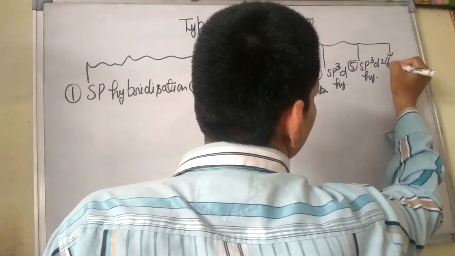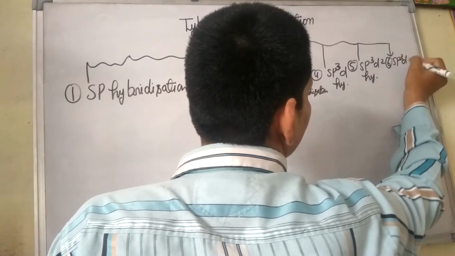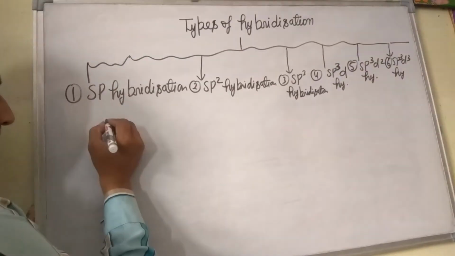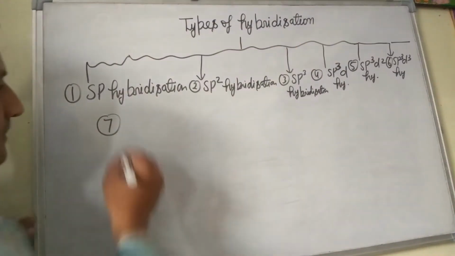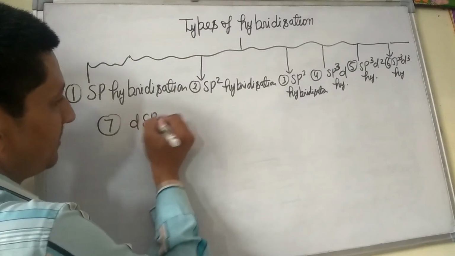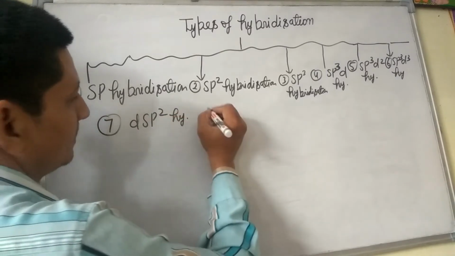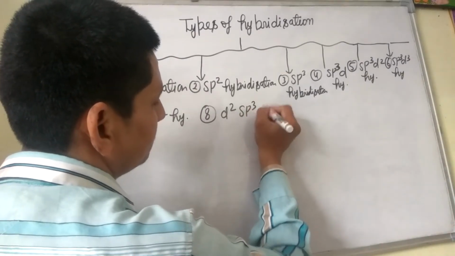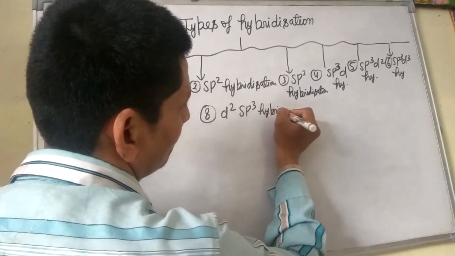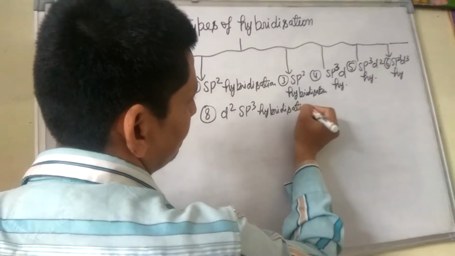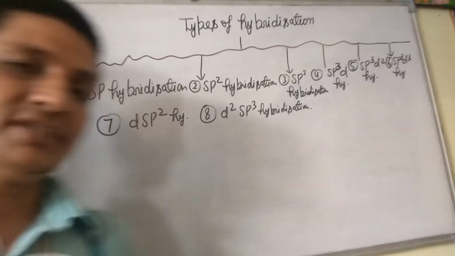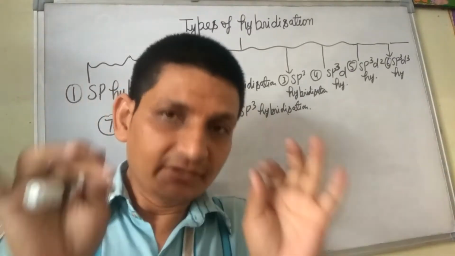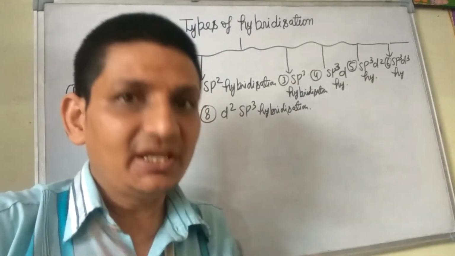Number 6, sp3d3 hybridization, and after this number 7, dsp2 hybridization, number 8, d2sp3 hybridization. So these are the types of hybridization. In this video we will study each type of hybridization with their examples. So first is sp hybridization.